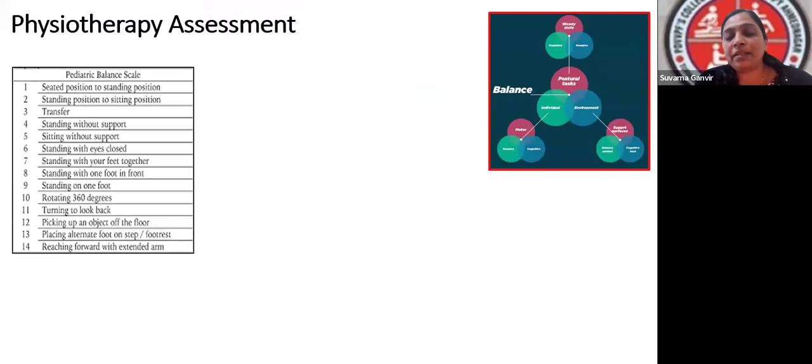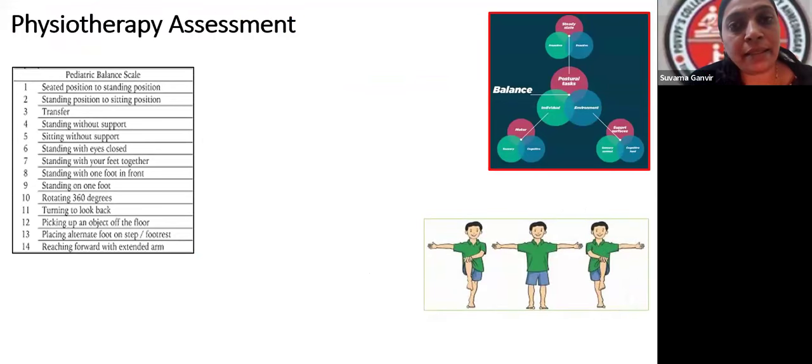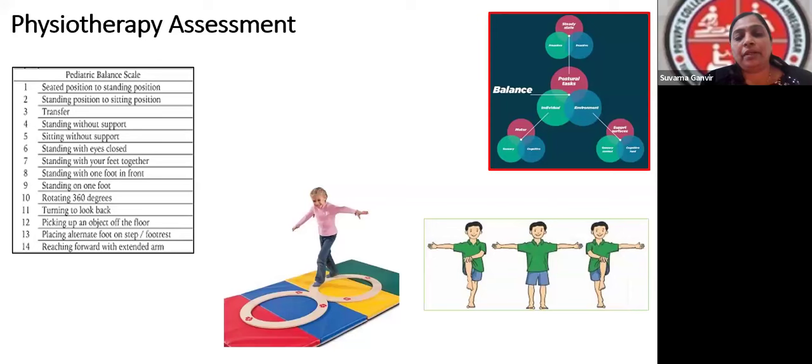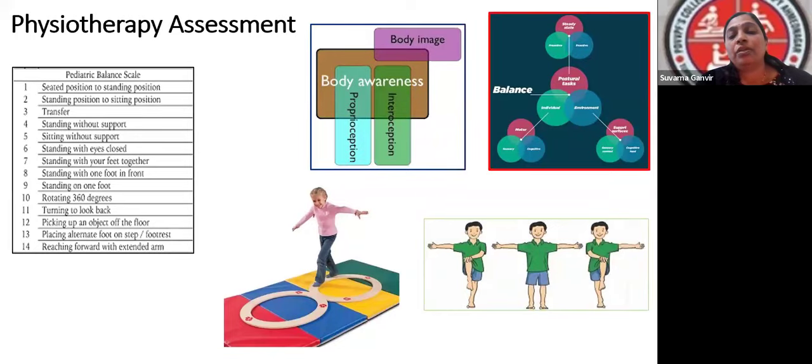As far as physiotherapy assessment is concerned, there are three primary important issues that this particular case has with respect to physiotherapy treatment. One is the balance, one is the coordination, and one is the body awareness. As far as balance is concerned, there are a lot of approaches of balance assessment, a lot of issues that the child may face, whether it is static balance, dynamic balance, anticipatory postural control or reactive postural control. So there are a lot of aspects of balance which need to be assessed.